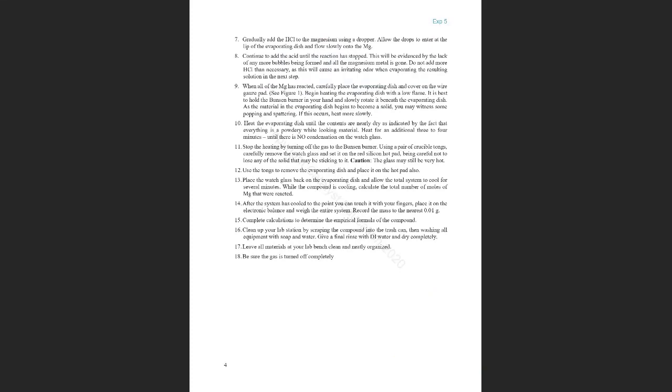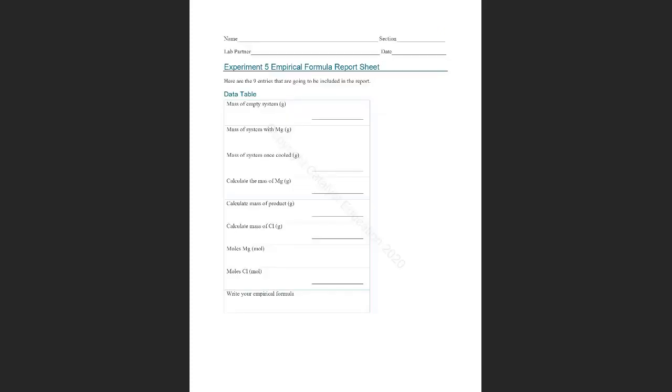And then here are the indications. Okay, we are going to see this later. And then we are going to calculate the empirical formula.